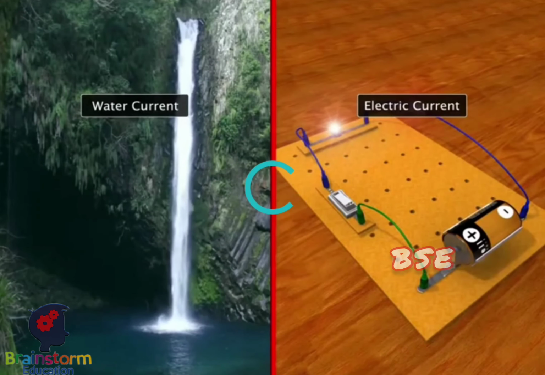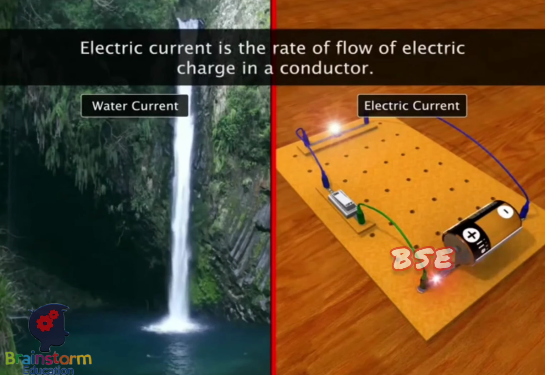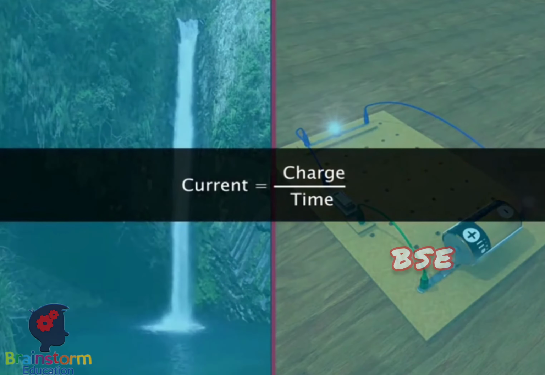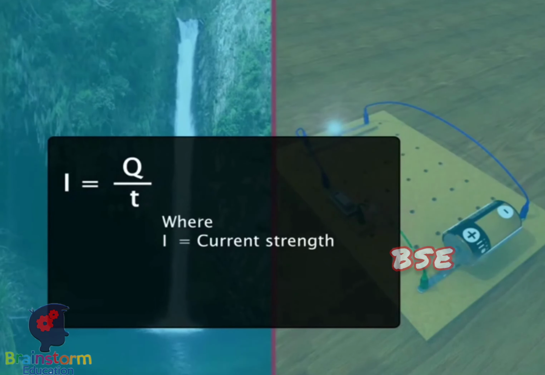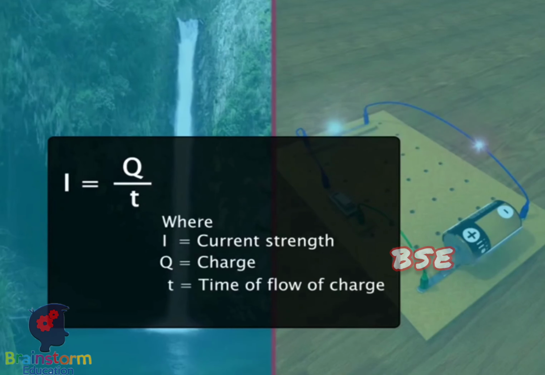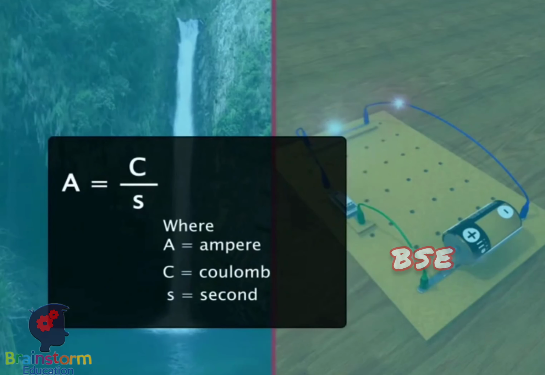Electric current is similar to a water current. It is defined as the rate of flow of electric charge in a conductor. It is represented as the equation shown here, where I represents current strength in amperes, Q represents charge in coulombs, and T represents time in seconds. The unit of measurement of current is the ampere. It is defined as coulomb per second.